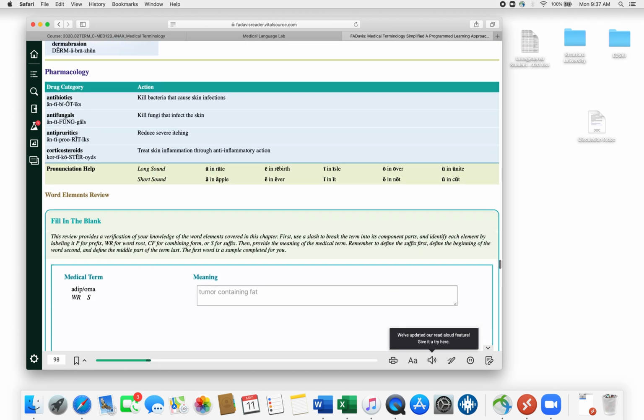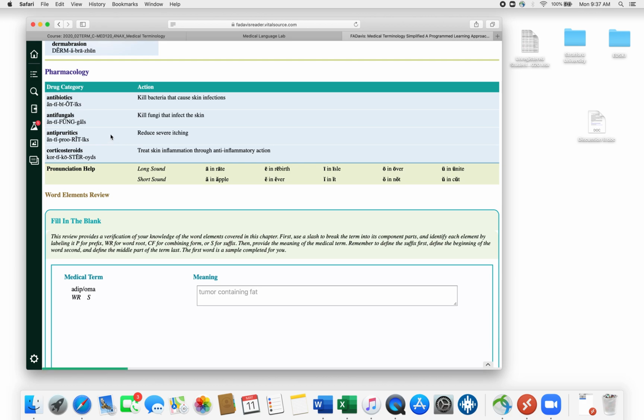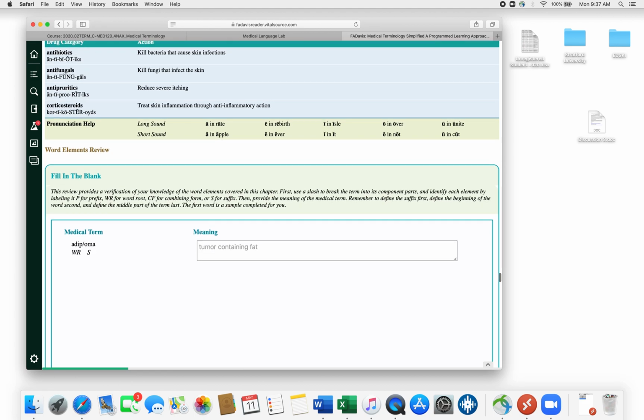Antibiotics, antifungals, antipyretics. Anti means against, right? Well, not necessarily kill. It's not going to kill all the bacteria, but it's going to kill most of them. Antifungals or antimycotic. Antipyretic reduces pruritus. Pruritus is severe itching. You ever have an itch you can't scratch? Well, pruritus is that times 10 and it won't go away. So we give you some medications to calm you down because that could drive a person batty.